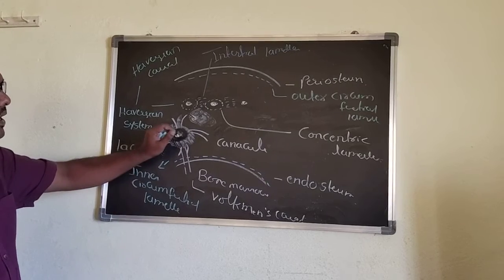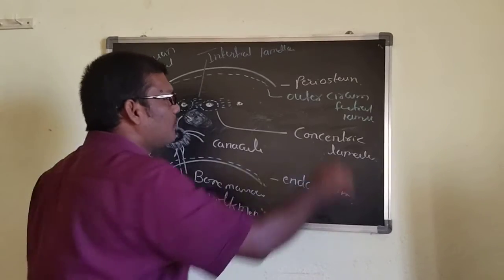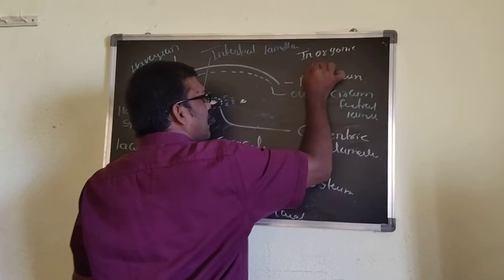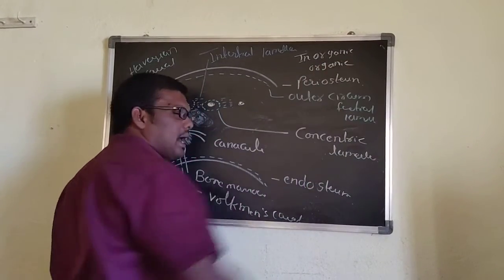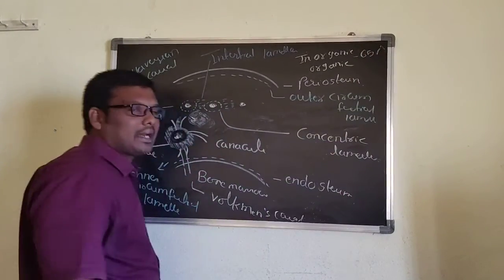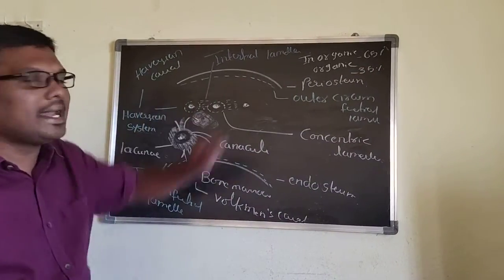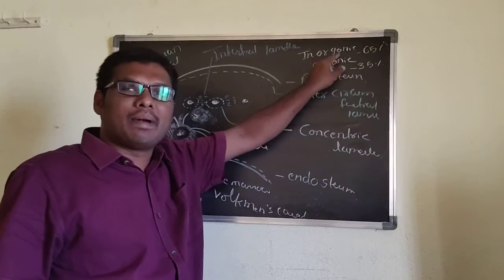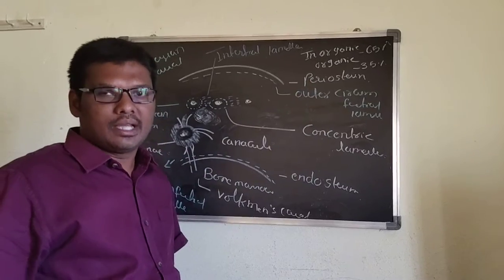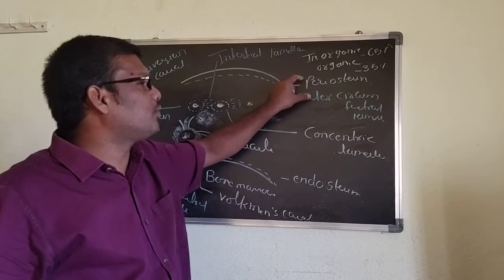Now here, the composition of compact bone. Compact bone has inorganic material and also organic material. Inorganic material consists of 65% and organic material consists of 35%. The inorganic material consists of calcium and phosphates, and the organic material consists of collagen fibers. When age increases, this proportion changes. That is regarding the bones.